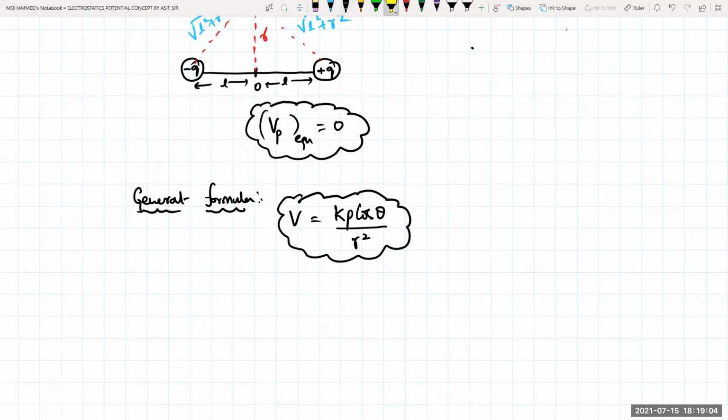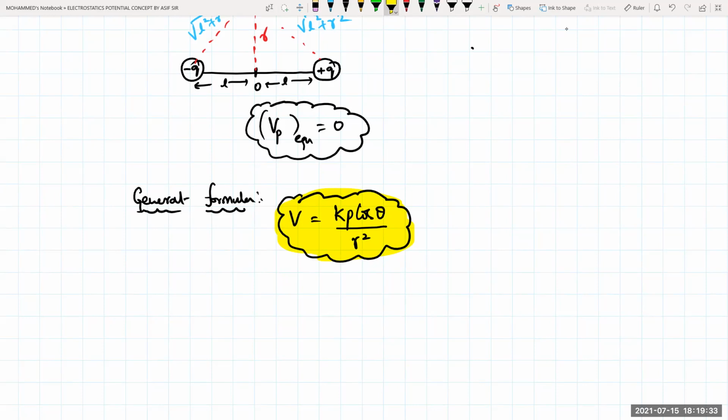Now take theta 0. Cos 0 is how much? 1. So that will become Kp by R square. If I take theta 90 degrees, cos 90 is 0, so that will be the answer for that one. Clear? So that was about your electric potential due to the dipole at a general position. I hope you got a rough idea related to this one.